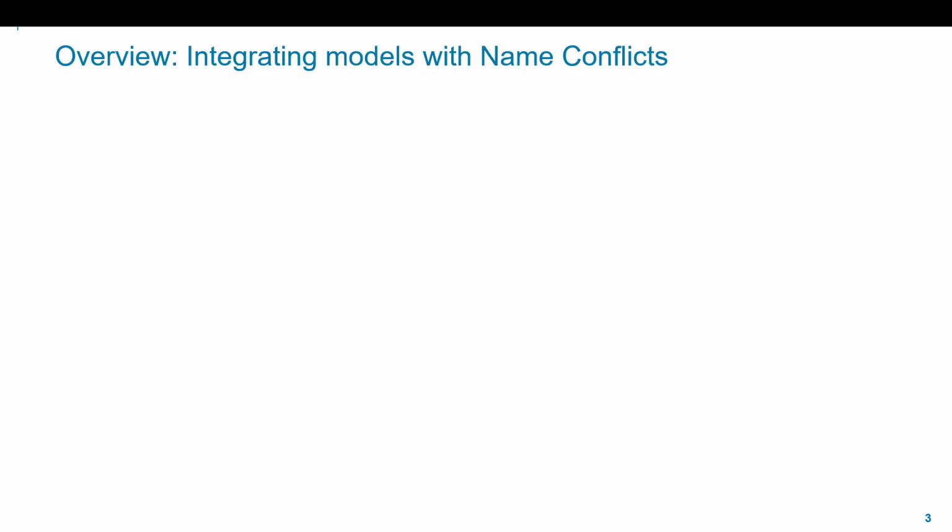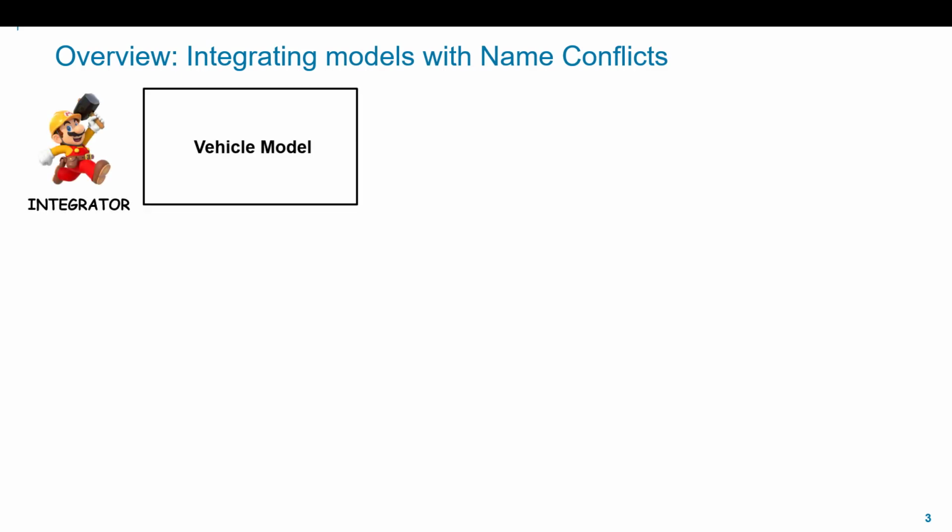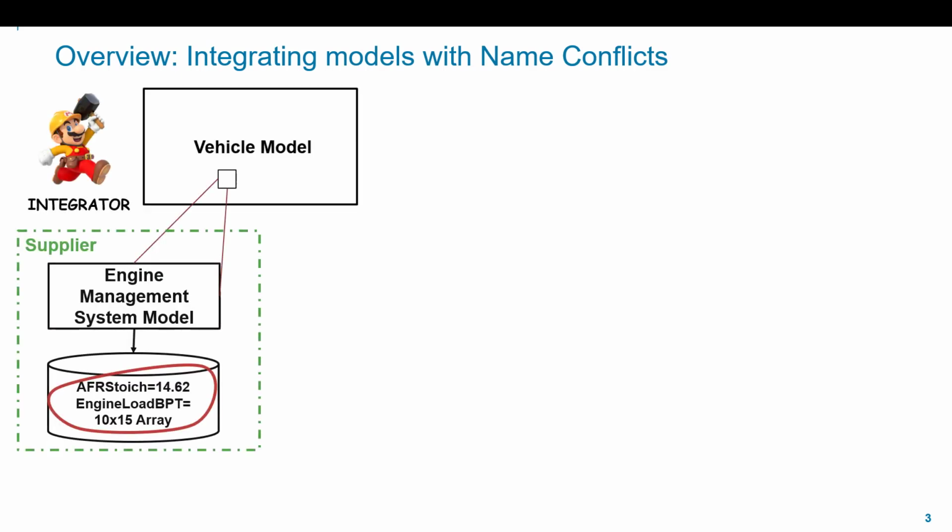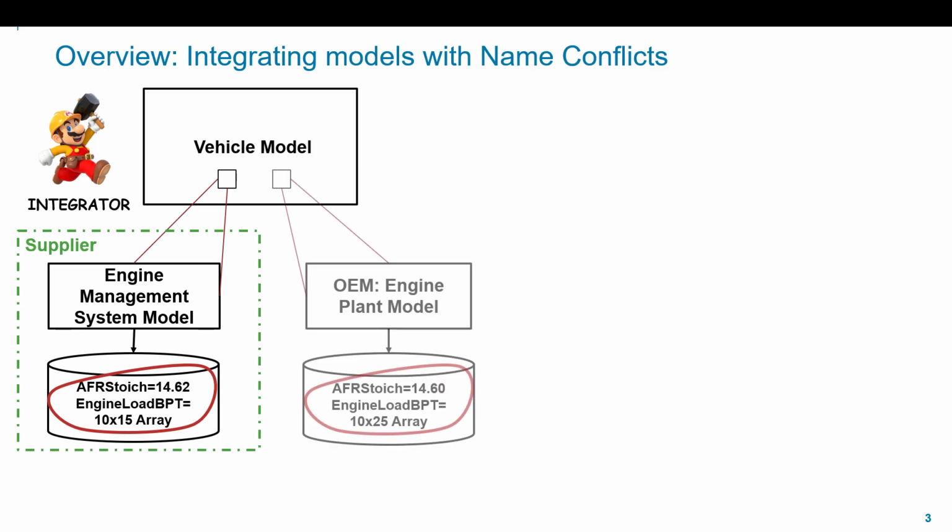Building a large-scale simulation model typically involves integrating multiple independent components as model references. It is common for these components to be provided by different vendors. Such vendors also supply the data with their models using Simulink data dictionaries. Here is an example of an integration engineer putting together an engine management system from a supplier and an engine plant model from an OEM into their vehicle model.